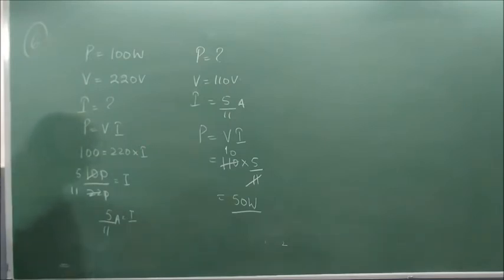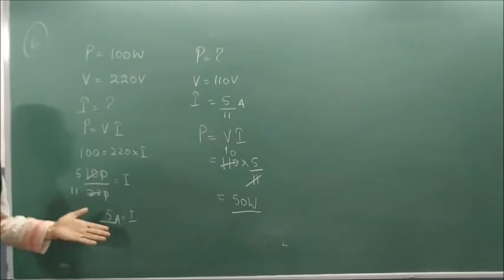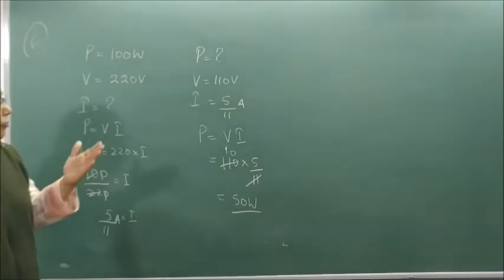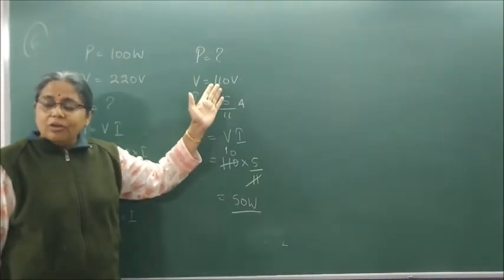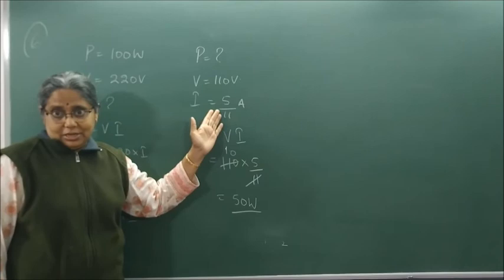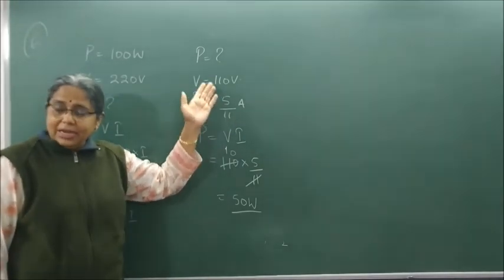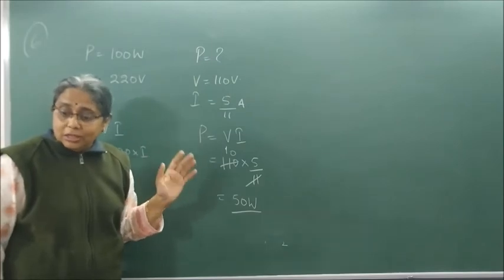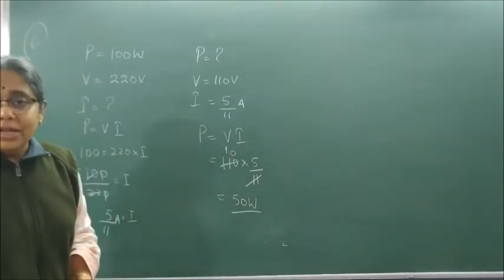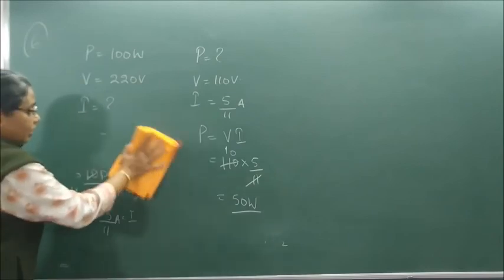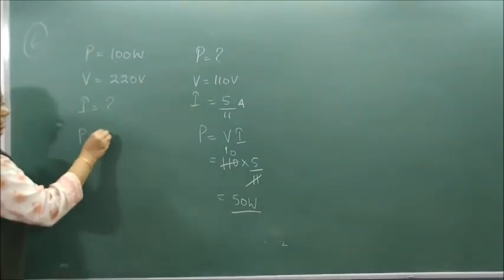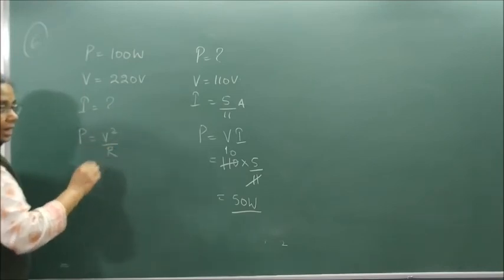I have calculated current at 220 volt. Here the basic principle of Ohm's law is if V changes, I also should change. But am I not using the same I and calculating P? So this is wrong. What should I do here? I should not use this formula. I should use P is equal to V square by R.